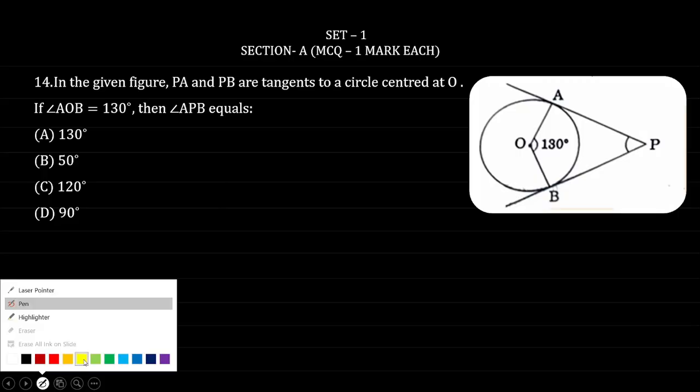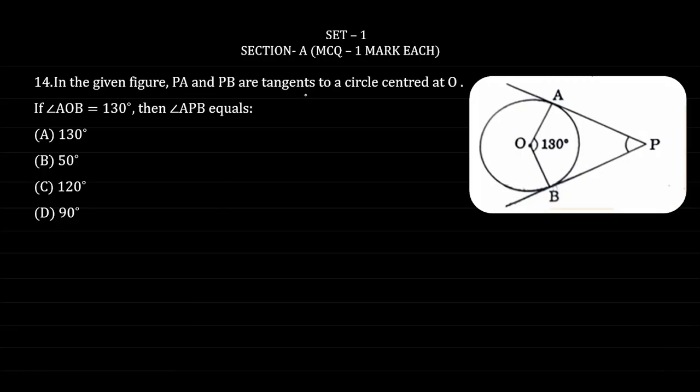Look at this. This is the question given to us. In the given figure, PA and PB are tangents to the circle. We know that these two lengths will be equal by theorem number 2. If AOB is equal to 30 degrees, then APB equals what? Just now we have seen that this angle here is 90 degrees. This angle here is also 90 degrees, correct?